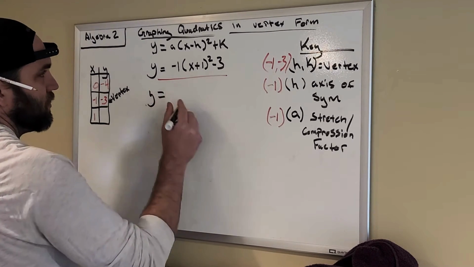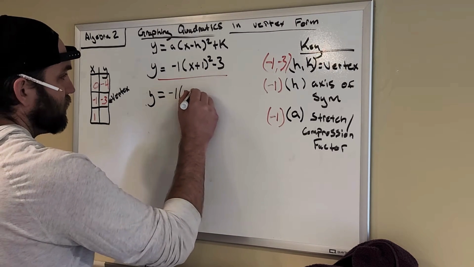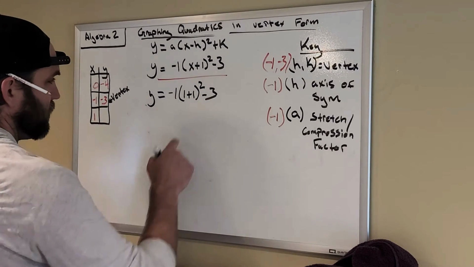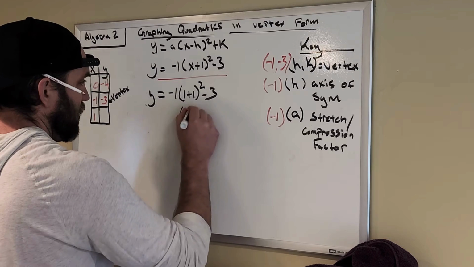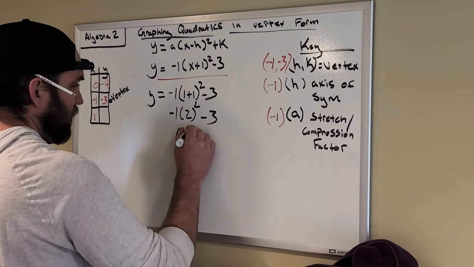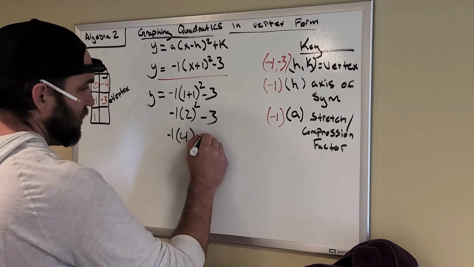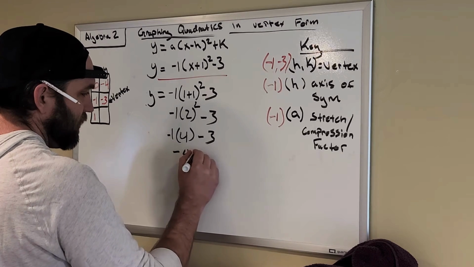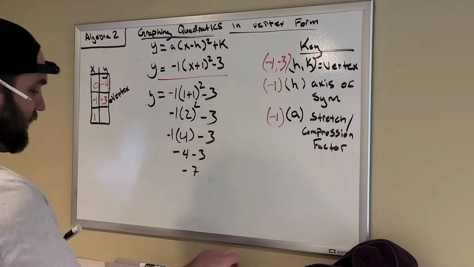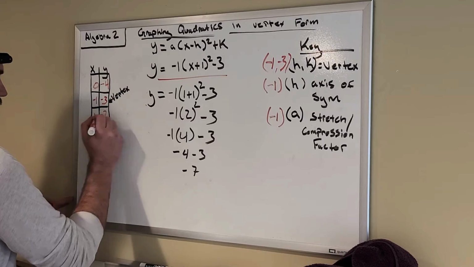So y equals negative 1, x is 1, plus 1 squared minus 3. Again, order of operations, 1 plus 1 is 2. 2 squared times negative 1 minus 3. 2 squared is 4. 4 times negative 1 is just negative 4. Minus 3 is negative 7. All right? So now, give me my negative 7 here. Negative 7.